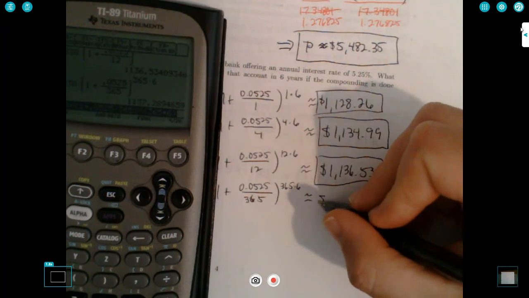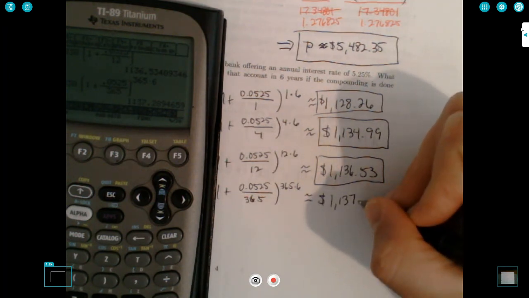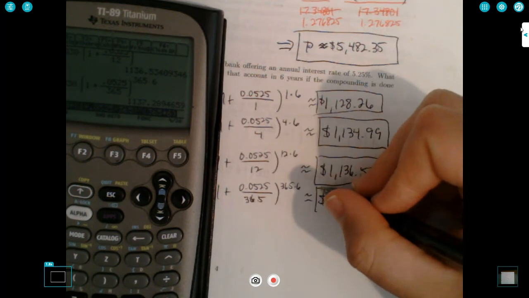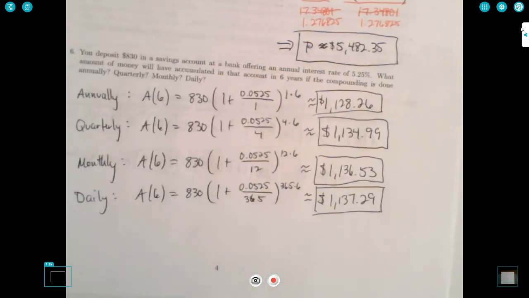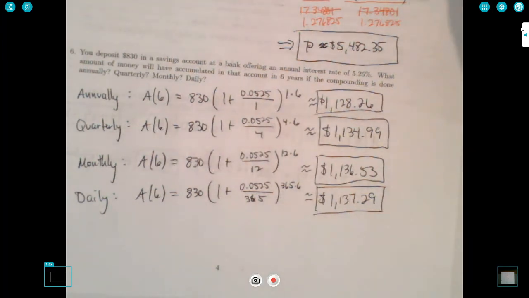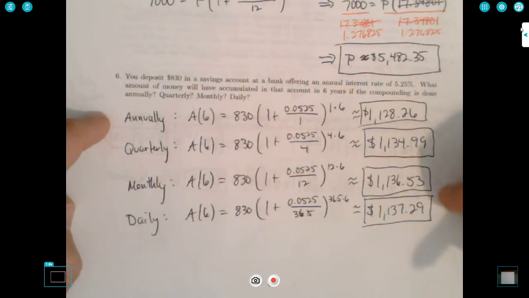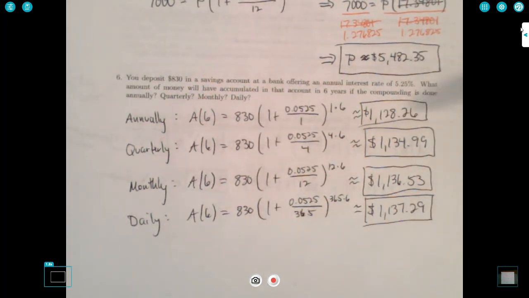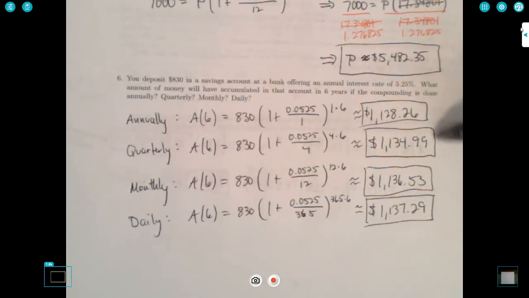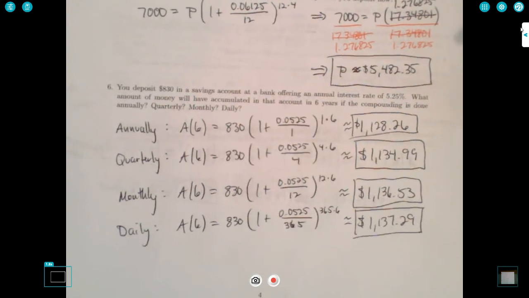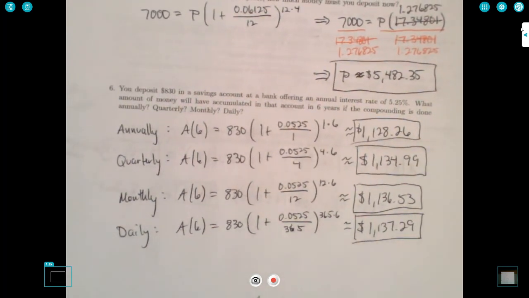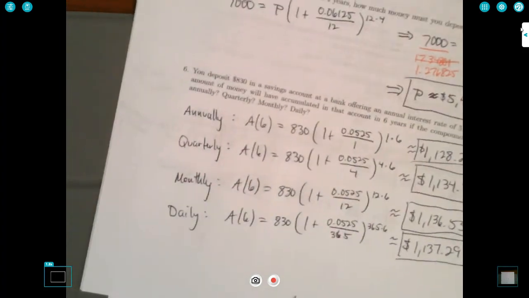And that comes out to $1,137.29. Okay, so as you can see, as the number of times that we compound per year increases, the amount in the account will increase. But it's not increasing as much down here as it did up here, right? So it does reach a limit where no matter how many more times you compound in a year, you're just not going to be adding that much more to the final amount. But anyway, that's another topic for another time.